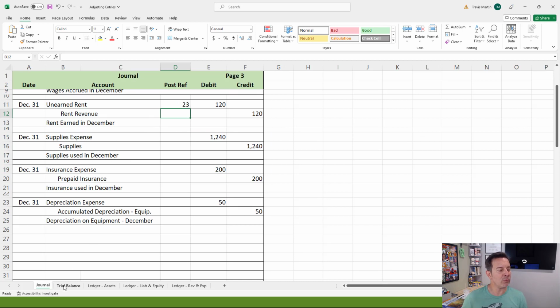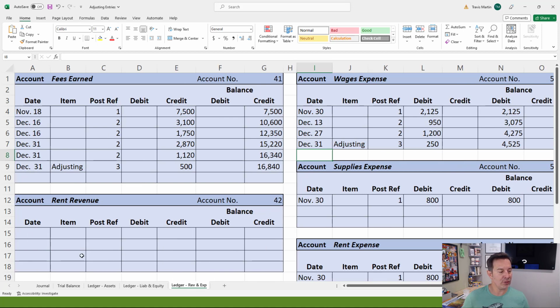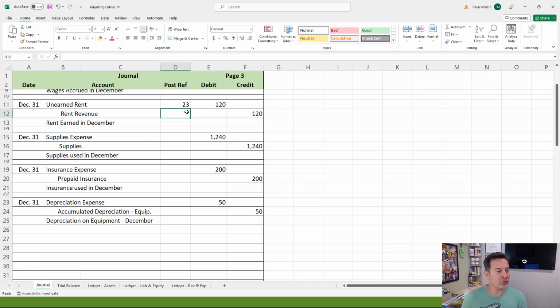We got rent revenue of $120. Rent revenue is a revenue account. We'll find our revenue ledger here. $120. There we go. So moving right along here, that was account number 42.